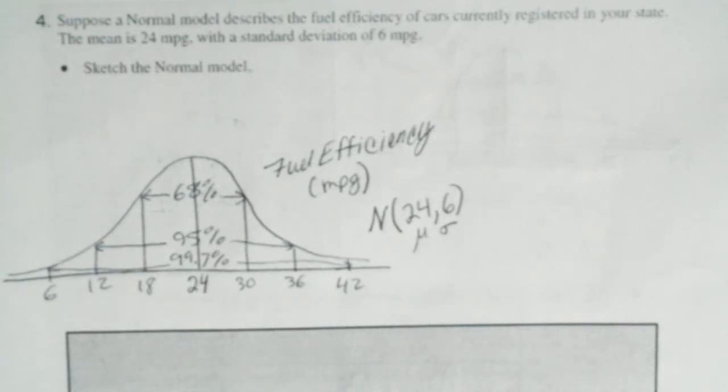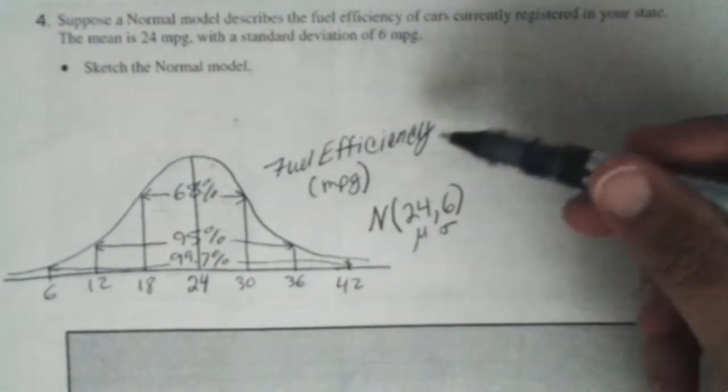Okay, so now we're on page 4 of our Chapter 6 class examples. Suppose a normal model describes the fuel efficiency of cars currently registered in your state. The mean is 24 miles per gallon with a standard deviation of 6 miles per gallon. Sketch the normal model. So this is just like the last two examples we completed. So you should be able to do this.